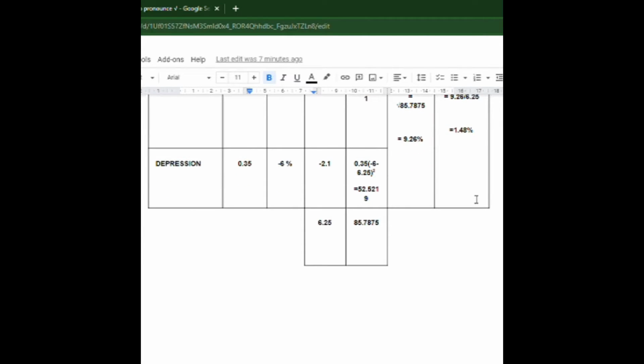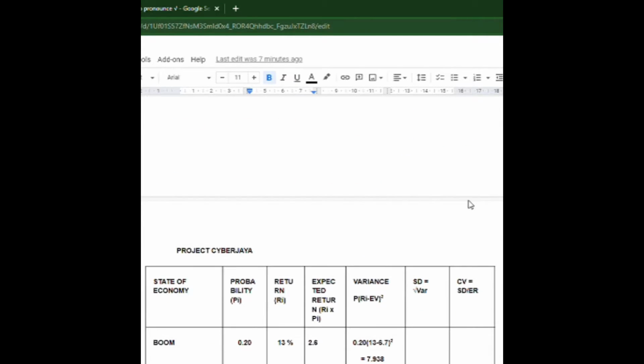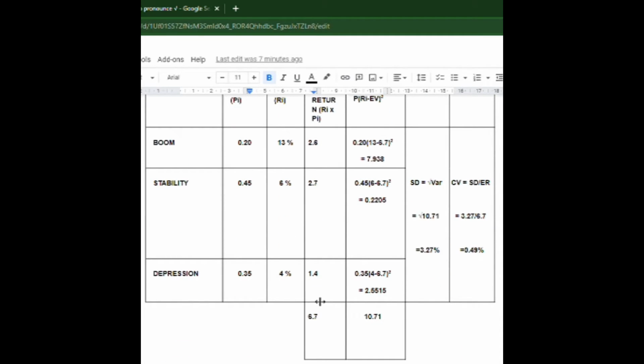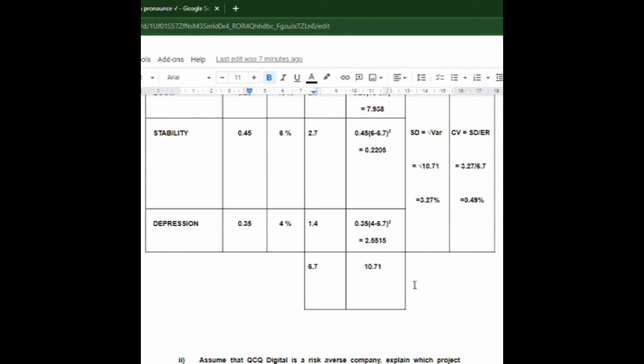So the calculation is the same as for project Cyberjaya, because the question asks for both project MCMC and Cyberjaya. So the calculation is the same.